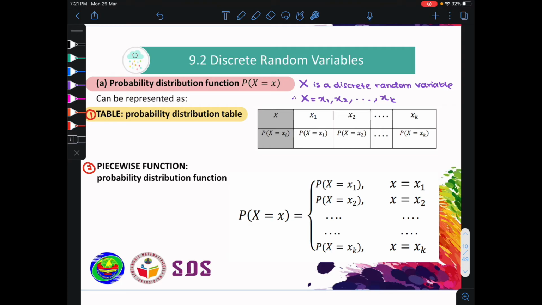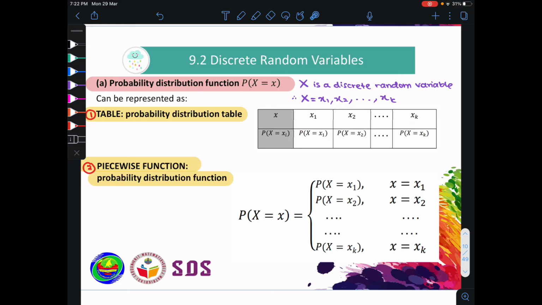P(X = x) can also be represented as a piecewise function, or we can call it as probability distribution function. To write a piecewise function, just use the table that you have made beforehand. On the right hand side, you're gonna list down all the values of your random variable X. And on the left hand side here, you're gonna list down all the corresponding probabilities for x1, x2 until xk.